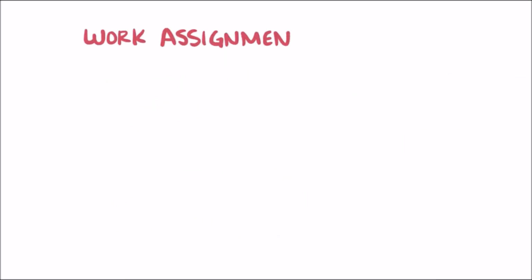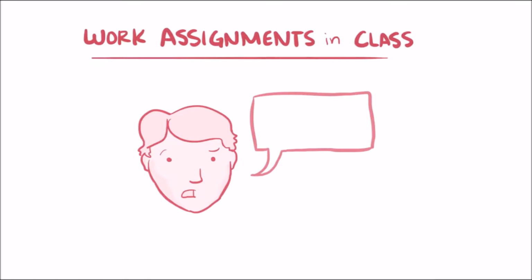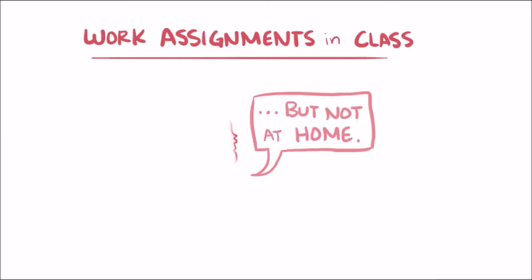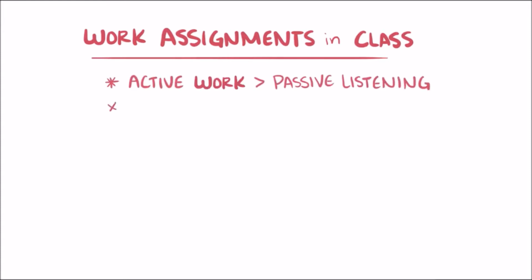Putting work assignments back in the classroom also has a number of benefits from a learning science perspective. A lot of students describe the frustration of feeling like they understand a concept in class, but then being confused when they go home and try to apply it to an assignment. This is also supported by research. We learn best through active work, not passive listening. Doing work assignments during class time means that teachers are available when students need them the most, when they're trying to apply their knowledge.